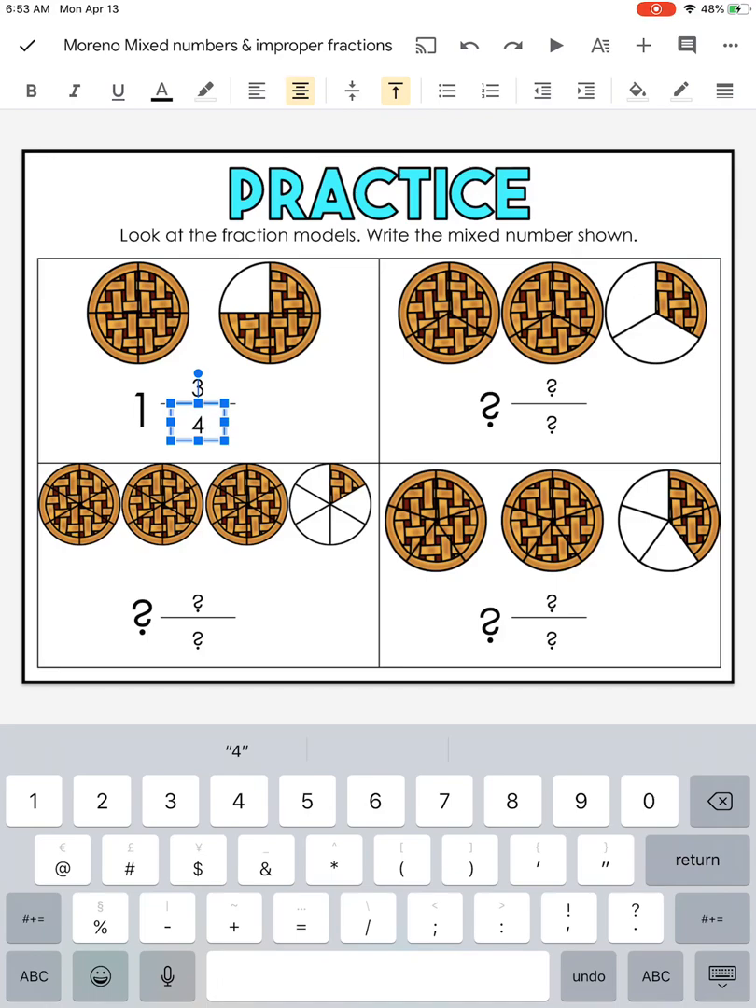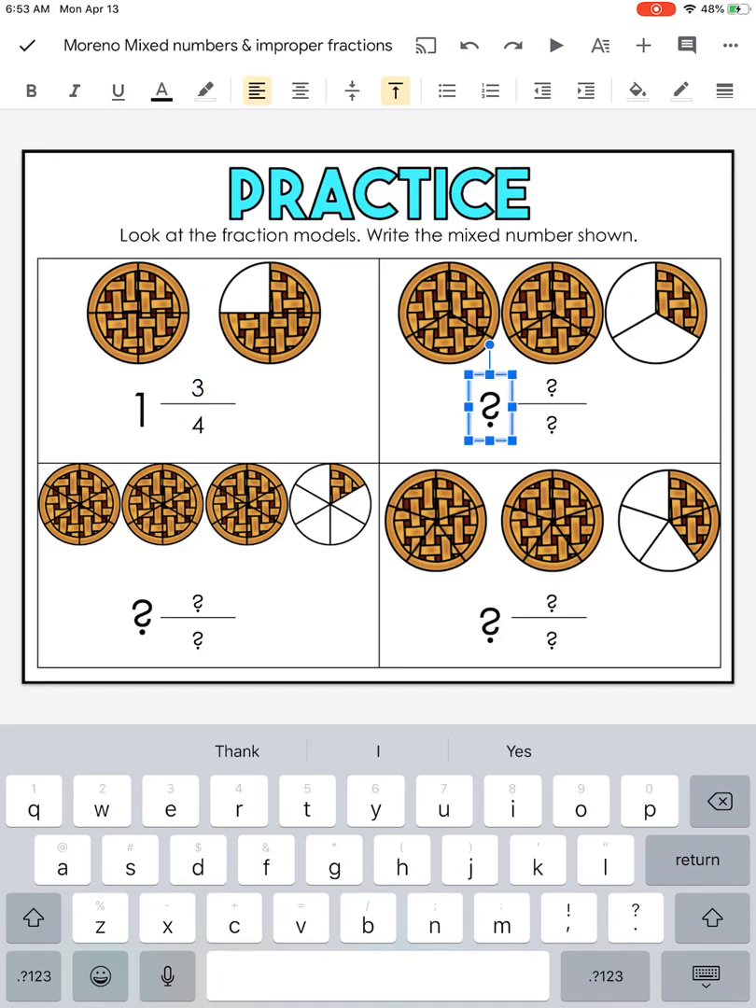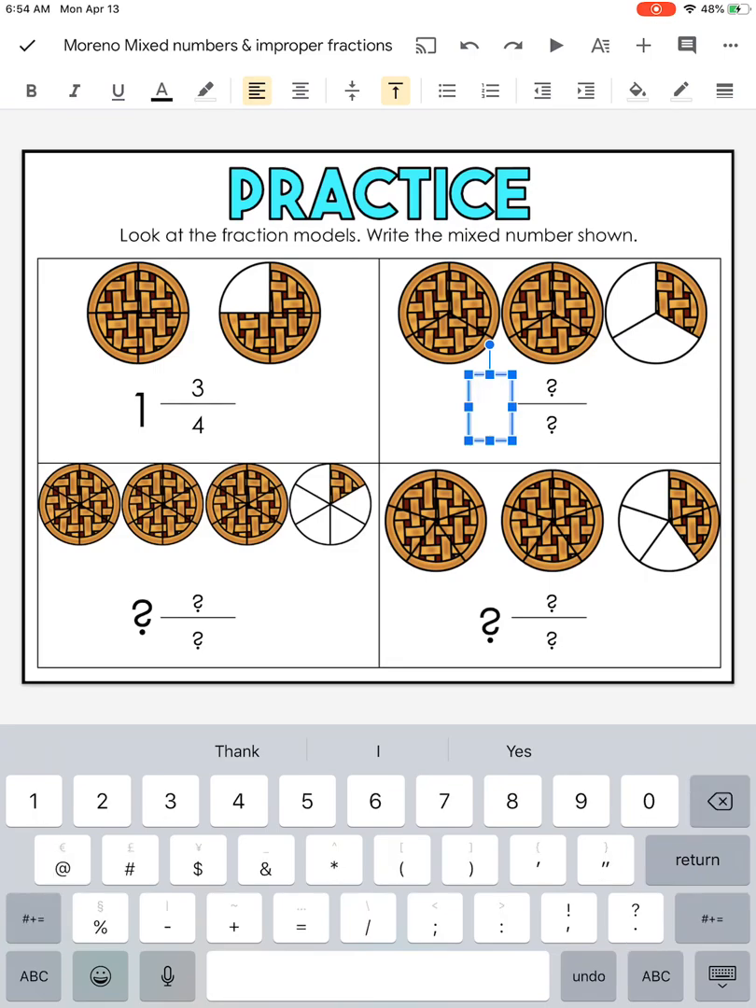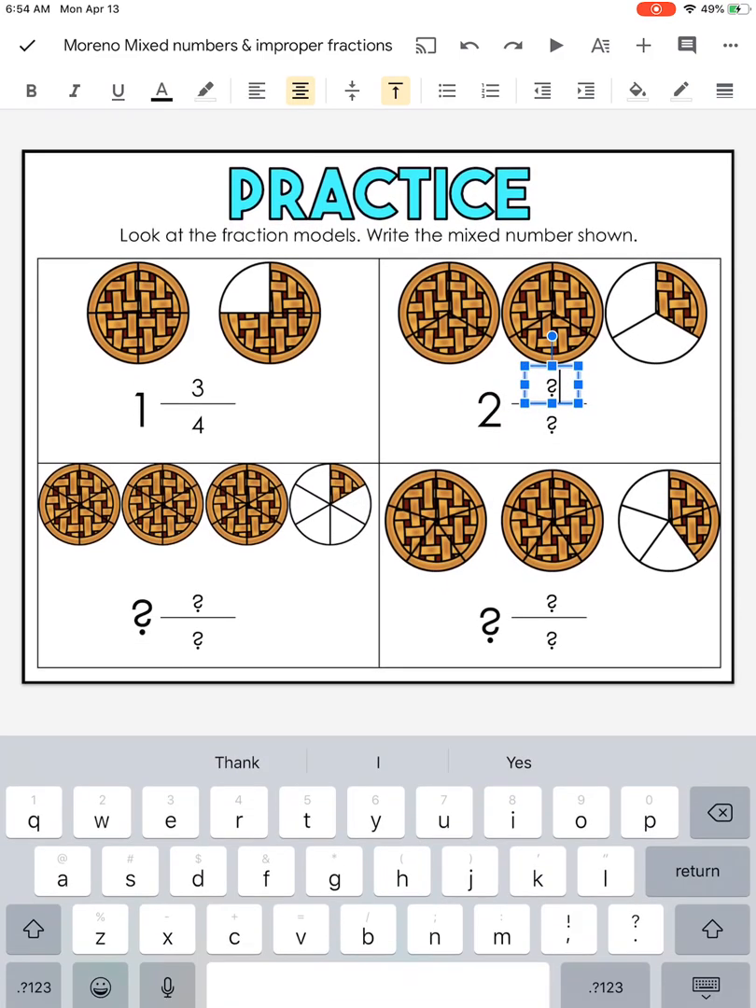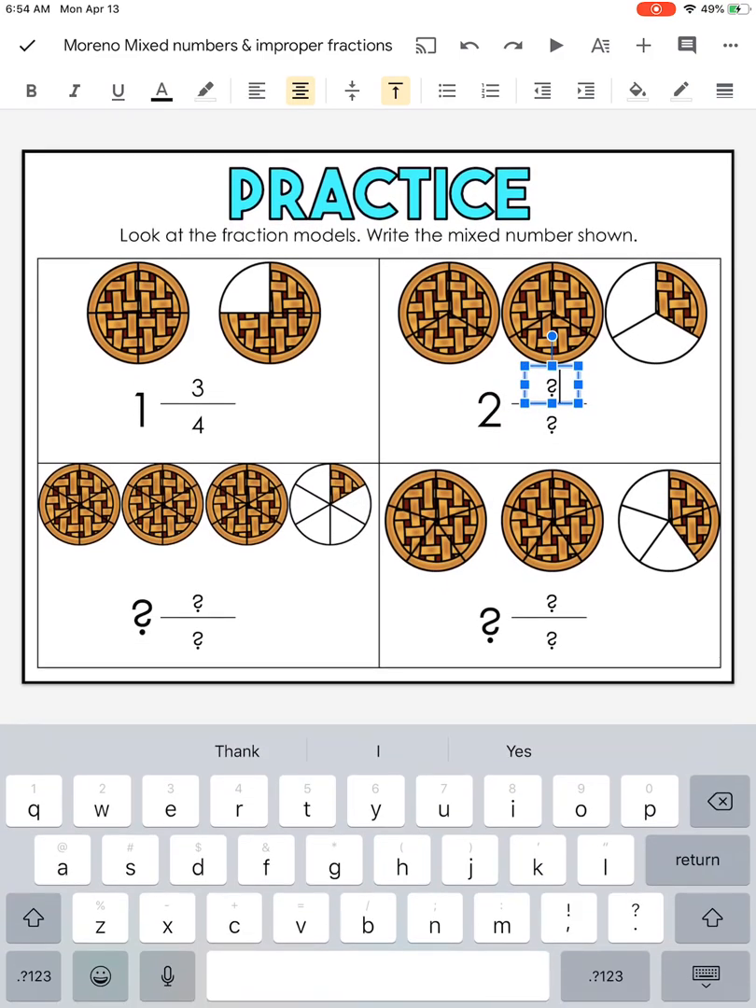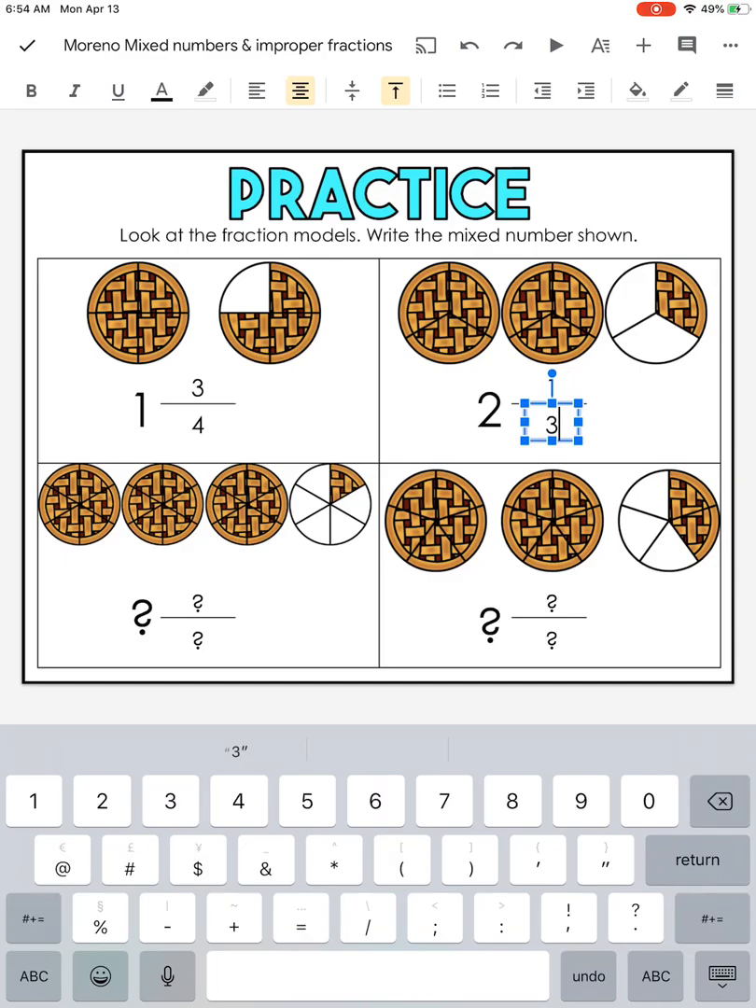Let's do one more. How many total pies do we have? That would be 2. And now, how many pieces do we have left? That's 1 out of how many pieces? What is this divided into? Thirds, 2 and 1/3.